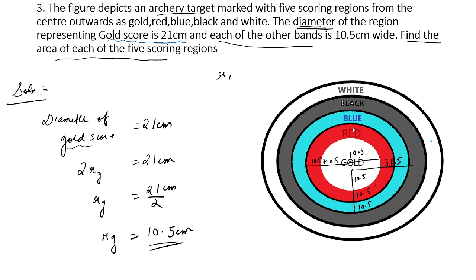Similarly the same thing for the rest. In order to find the radius of this black area, you have to add up 10.5, 10.5, 10.5. That is how we're doing it. So what was the addition we got? We got it as 42. Clear? The same thing for white.